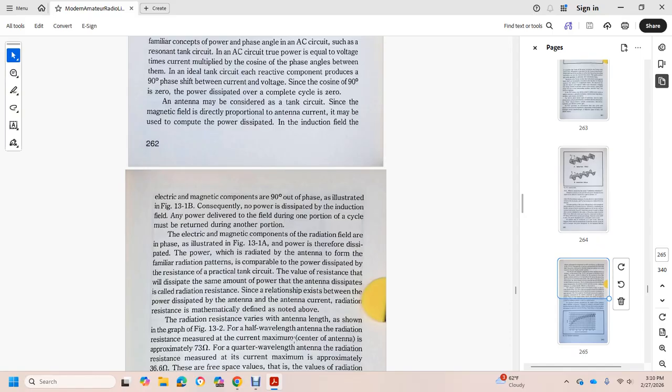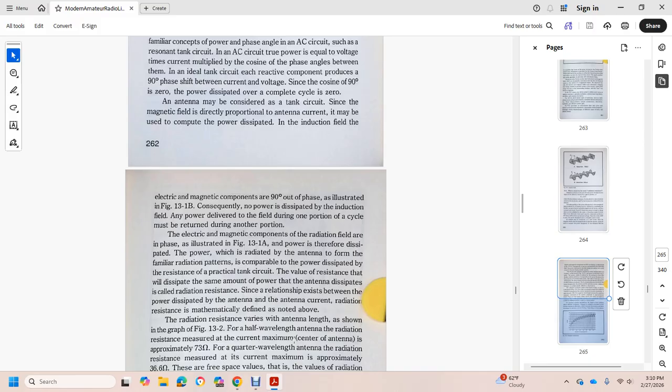The electric and magnetic components of the radiation field are in phase, as illustrated in figure 13-1. Power is therefore dissipated, as power radiated by the antenna in the form of the radiation pattern, comparable to the power dissipated by the resistance in a practical tank circuit. The antenna dissipates the same amount of power, in the form of radiation resistance.